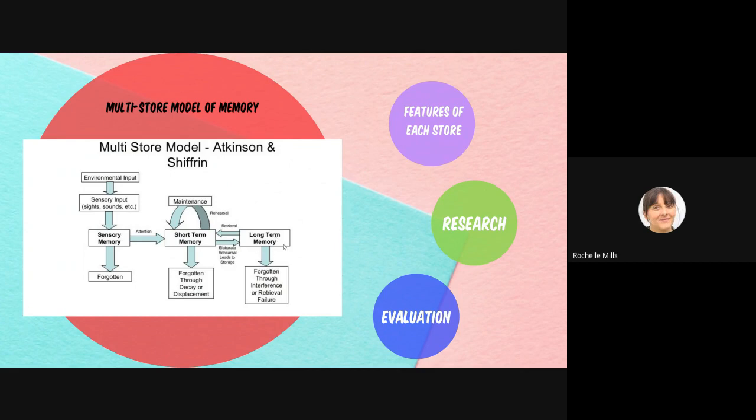Within our long-term memory, however, information can still be forgotten, and it can be forgotten through interference. So you have proactive interference, where older memories interfere with newer memories, and you have retroactive interference when newer memories interfere with older memories. And then the information can also be forgotten through retrieval failure. And retrieval failure links to context-dependent forgetting and state-dependent forgetting.